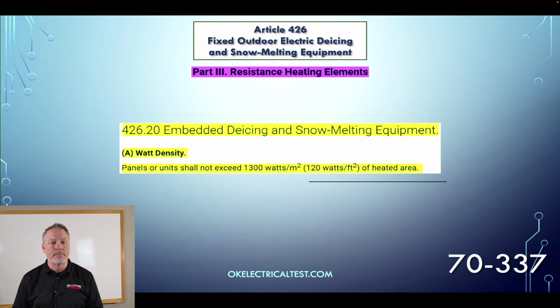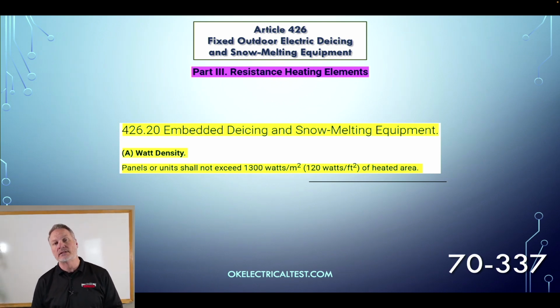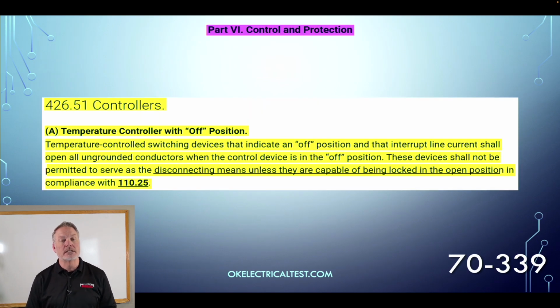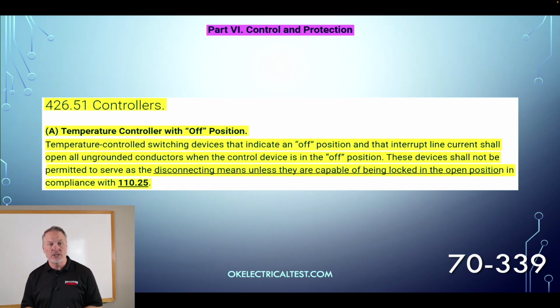426.20, we've got embedding, de-icing, and snow melting equipment. And letter A, watt density. Panels or units shall not exceed 120 watts per square foot of heated area, right? So maximum watt density is 120 watts per square foot for resistance heating elements for electric de-icing and snow melting equipment. Let's go under Part 6, Control and Protection.